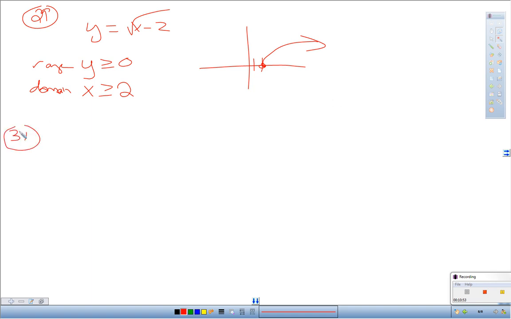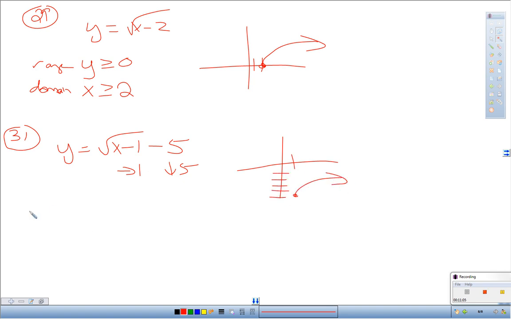For 31, the function is the square root of x minus 1, minus 5. This has gone to the right 1 and down 5. So to the right 1 and down 1, 2, 3, 4, 5. So there's my point. There's the function. My domain will be x is greater than or equal to 1. My range will be y is greater than or equal to negative 5.